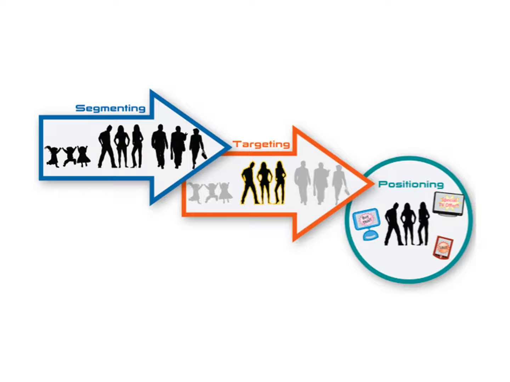Tonight I'll be talking about the STP process, which is segmenting, targeting, and positioning. I will be mainly talking about step 3 and 4 in the targeting. Step 3 is evaluating segments' attractiveness, and step 4 is selecting target market.